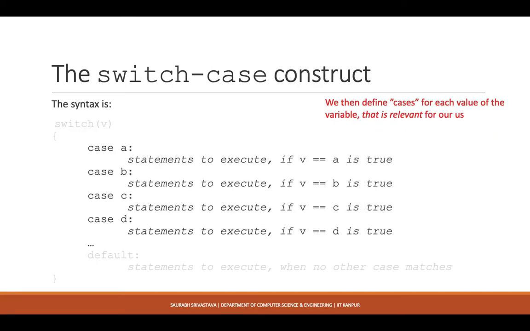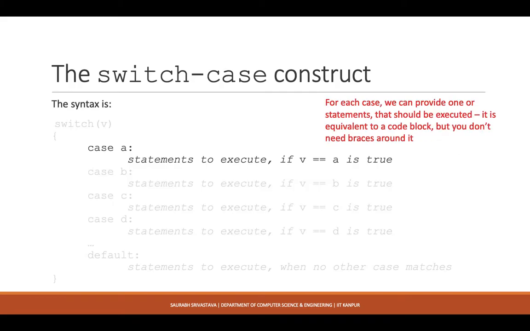Then you define a number of cases, okay, and each of these cases actually corresponds to one particular value of this variable that is relevant for us. Okay, so this is the idea, that a particular variable usually can take a lot of values, but only a small set of values will be relevant for us. So here, in this particular example of academic informer, we have 4 values that are relevant: 1, 2, 3, and 4. So the 4 years, any other value is basically not relevant for us.